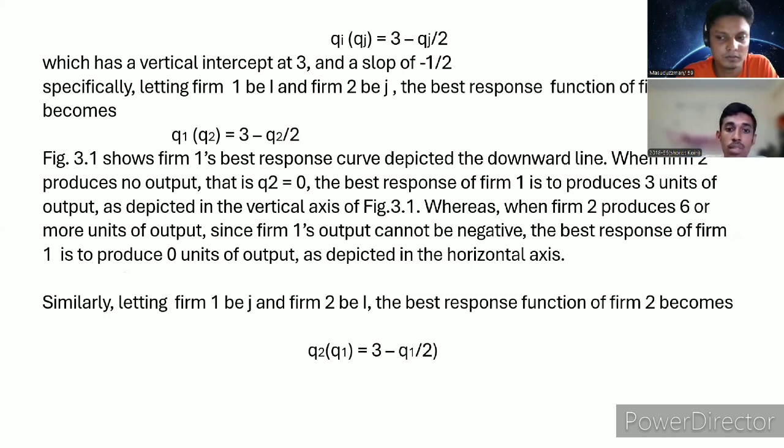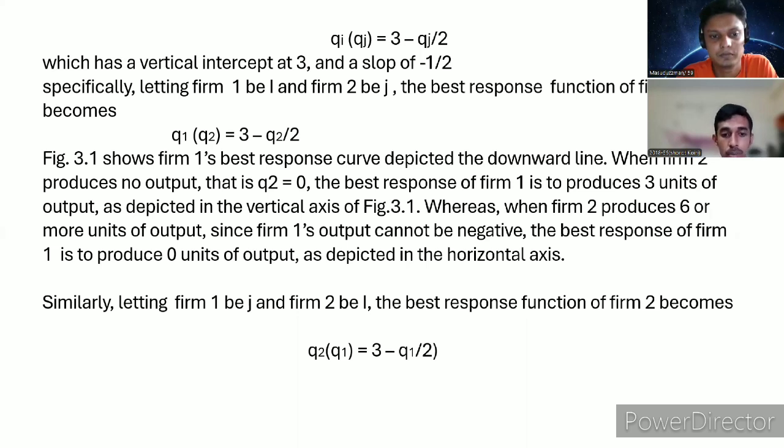Specifically, letting farm 1 be i and farm 2 be j, the best response function of farm 1 becomes this. This is farm 1's best response function. Figure 3.1 shows farm 1's best response curve depicted as the downward line. When farm 2 produces no output, that is Q2 equals 0, the best response of farm 1 is to produce 3 units of output, as depicted on the vertical axis of figure 3.1, whereas when farm 2 produces 6 or more units of output, since farm 1's output cannot be negative, the best response of farm 1 is to produce 0 units of output, as depicted on the horizontal axis.